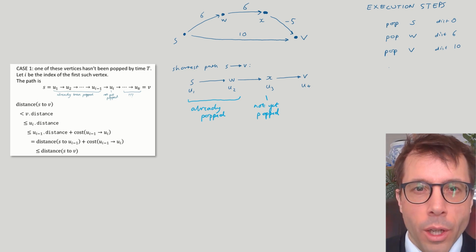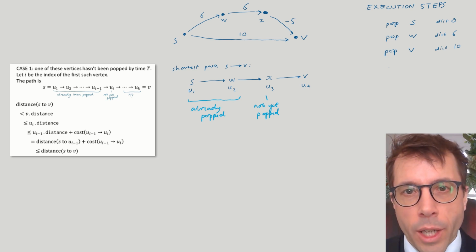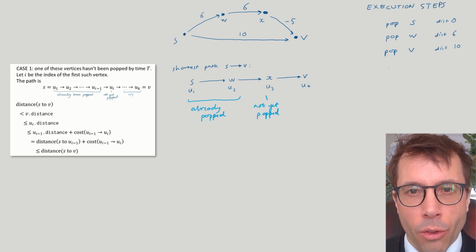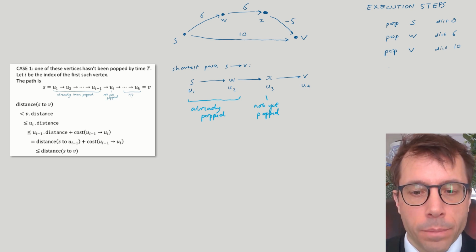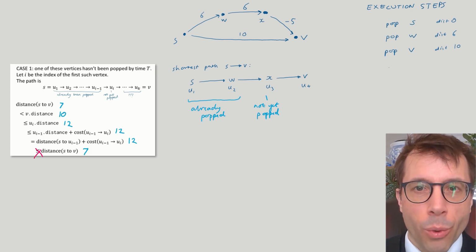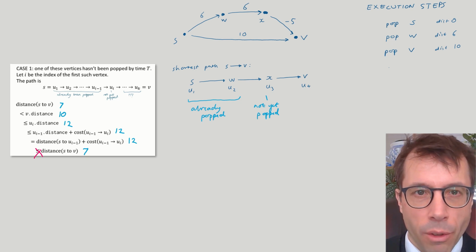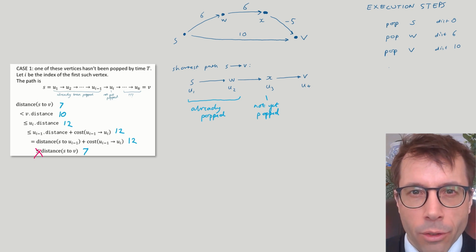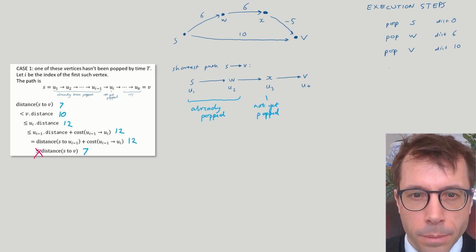The proof tells us, consider a shortest path from S to V, label the vertices U1 up to UK, and let UI be the first vertex in the sequence that hasn't yet been popped. So UI in the proof is referring to X. And if we just fill out all the values in this train of inequalities, these are the numbers we get. All the inequalities are valid except for the last one, thanks to our negative edge cost. So this is definitely a case where our proof trips up.